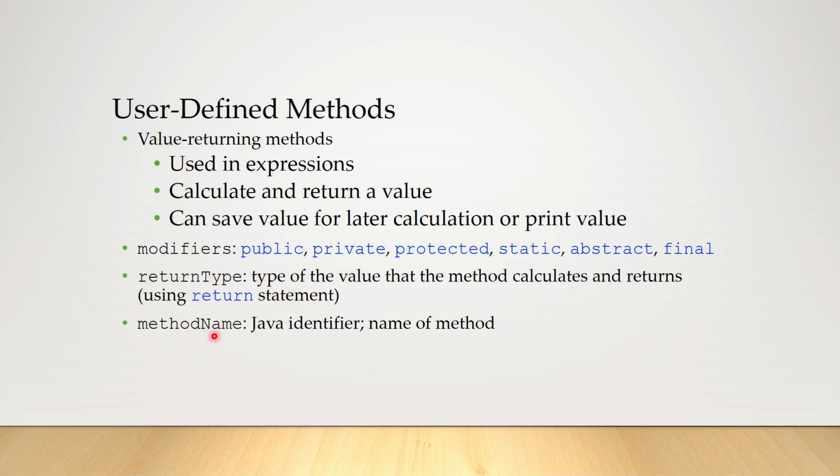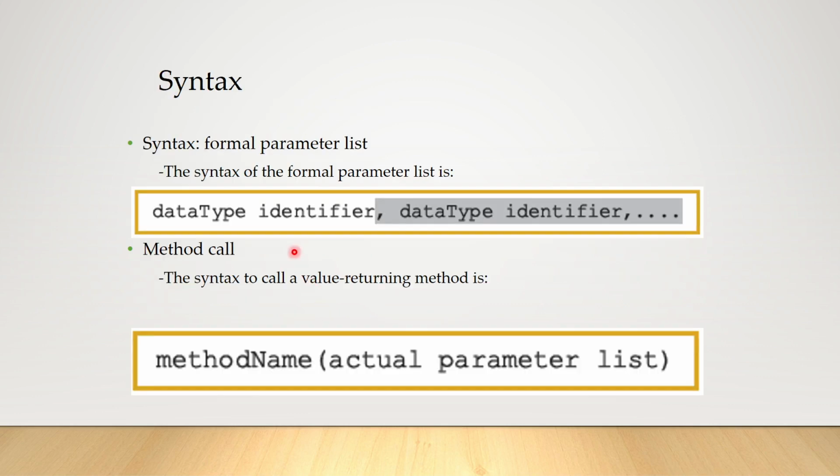The method name is any legal identifier in Java. Now, you may have formal parameters in your value returning method. Enumerate the formal parameters in the formal parameter list. This is the syntax for enumerating the formal parameters: you have the identifier and, of course, specify the data type, like int num1.